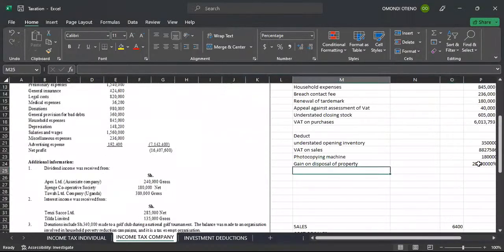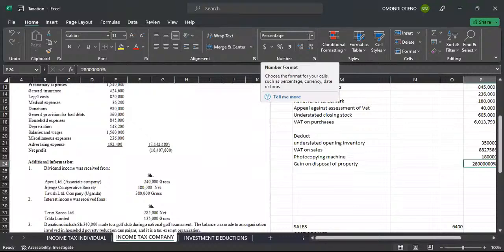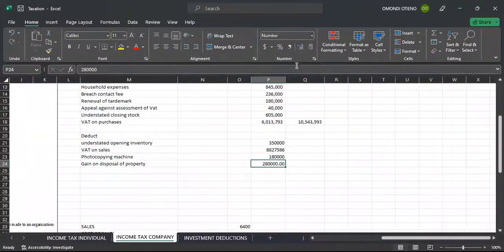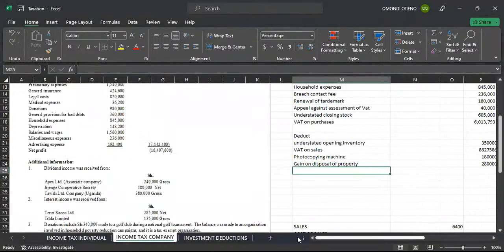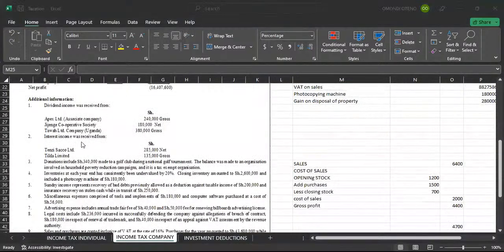So let's get back to this place. Any other item that is remaining, which we need to deduct, within the data given? Let's check the additional information given. Let's check the information given to us up here.